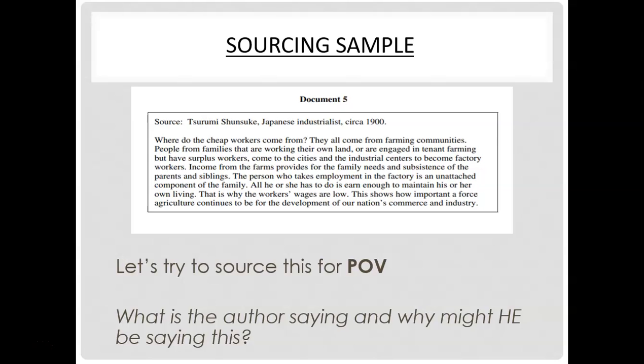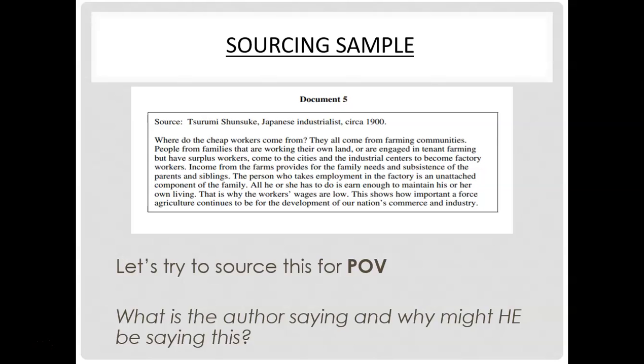Okay, they usually come from family farms, and the reason that they're no longer working on the farm is because the family doesn't need them to work on the farm, and the farms are providing the family with enough income and food. So when this person comes to the factory because they're not needed on the farm, all this person has to do is earn enough to make their own living. They don't have to earn extra money to support their family, so that's why wages are low. So that's what he's saying. The question now is, why would this person be saying it?